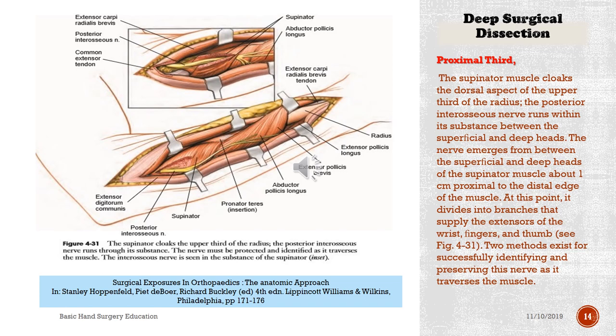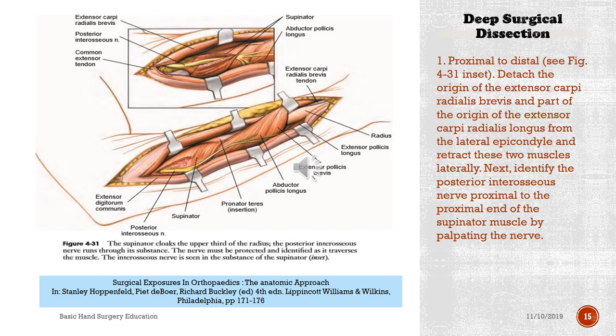At this point, it divides into branches that supply the extensors of the wrist, fingers, and thumb. Two methods exist for successfully identifying and preserving this nerve as it traverses the muscle.